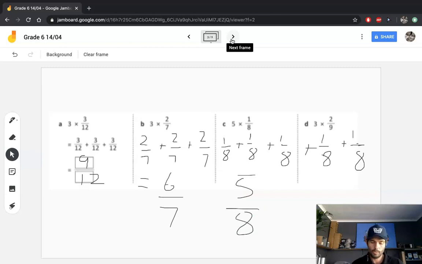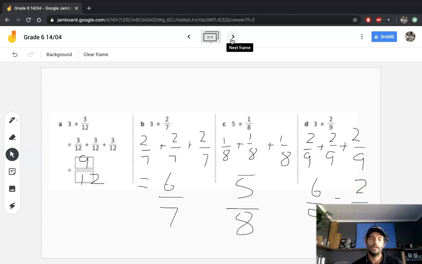Okay, for the next one, I'm just going to erase these 2 fractions of an eighth. And I've got 3 times 2 over 9. So that's 2 over 9 add 2 over 9 add 2 over 9. Denominators are the same, so I just add the numerators. That gives me 6 over 9, which when simplified by 3 gives me 2 over 3.